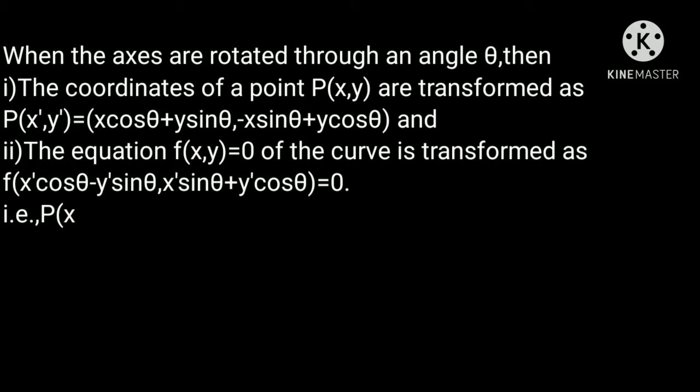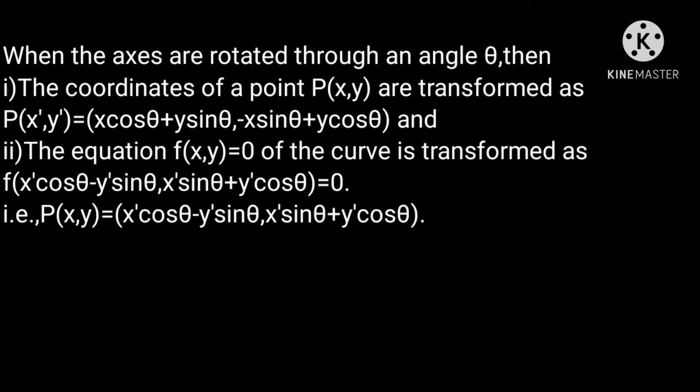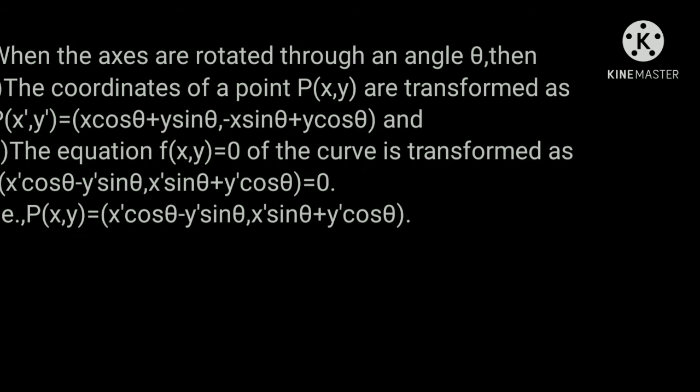And the equation f(x, y) equal to 0 of the curve is transformed as f(x dash cos theta minus y dash sin theta, x dash sin theta plus y dash cos theta) equal to 0. That means P(x, y) equal to (x dash cos theta minus y dash sin theta, x dash sin theta plus y dash cos theta). This is the rotation of axis.